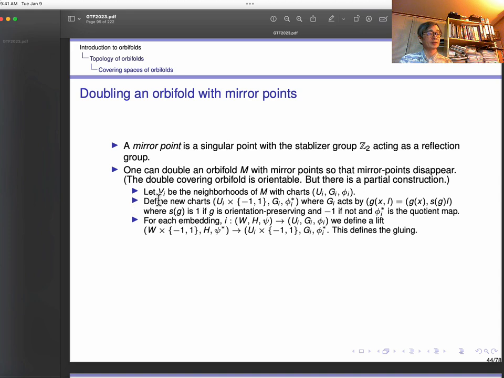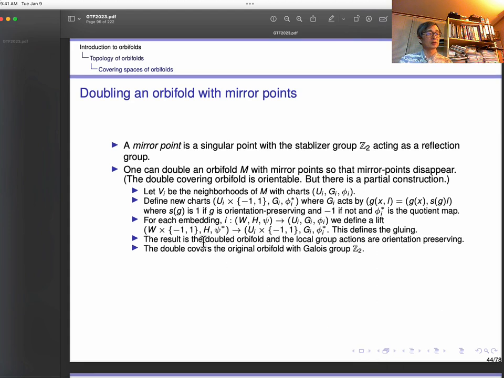Let B_i be the neighborhood of M with chart like this, and then define the new chart U_i times ±1, and G_i star, where G_i acts by the same action, but you have to multiply by some sign. The sign is 1 when g is orientation preserving and -1 if it's not, and g star is the Gauss map. And then for any embedding from (W_h, ψ) to (W_i, G_i, φ), we can define a lift to here. So this will define an embedding, and the embedding will define gluing. So the result will be the doubled orbifold, and the local group actions are orientation preserving. So this double covers the original orbifold with Galois group C_2.